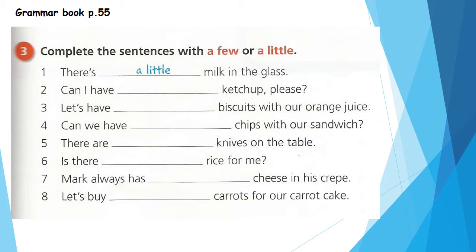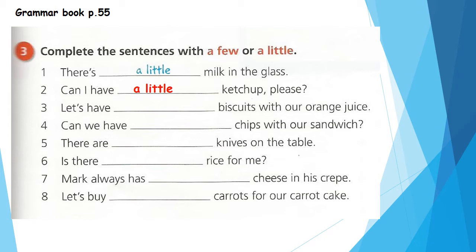Number 1 is already answered for us. There is a little milk in the glass. Here milk is countable or uncountable? Yes, milk is uncountable. We can't count milk. It has no plural form. So we'll use what? A little. Number 2. Can I have a little ketchup, please? Yes, here ketchup. Can we count it? No. Is it a plural form? No. So we'll use what? A few or a little? Super, a little.